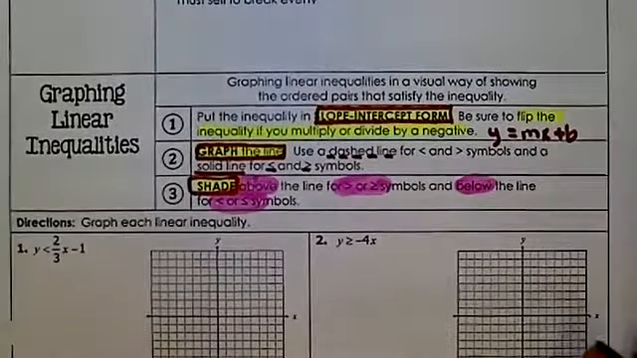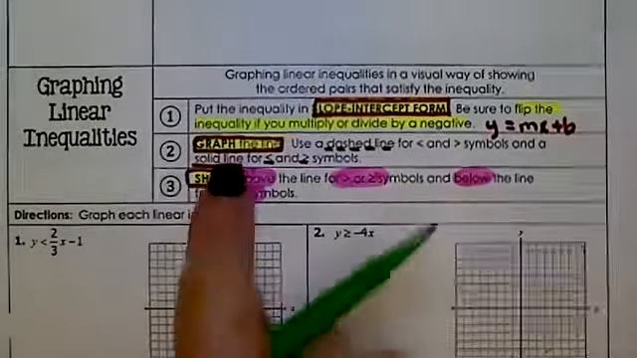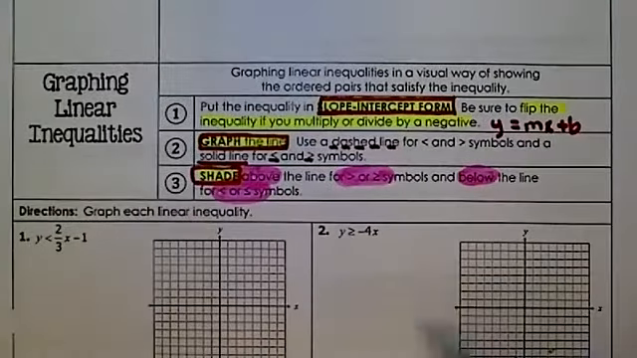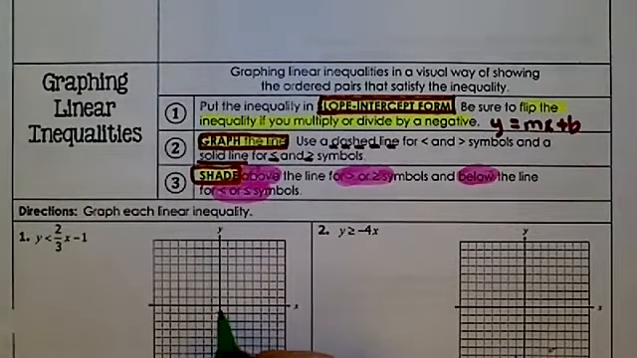So next we're going to graph the line. So you can see step 2, we're going to graph. So we're going to start at -1 on the y-axis. We're going to go up 2 and right 3.